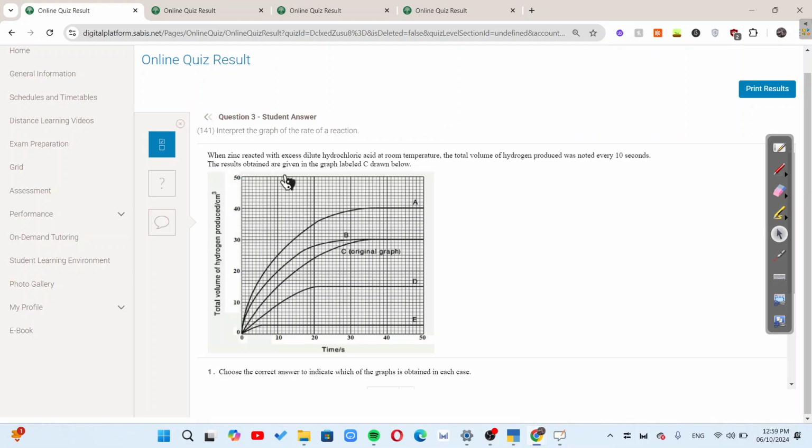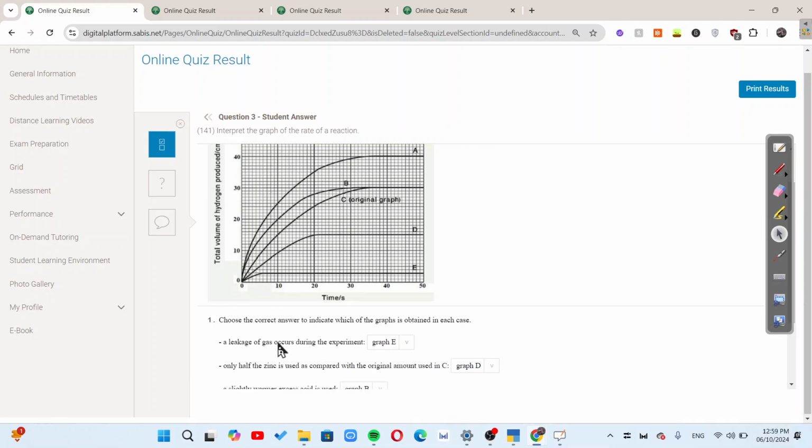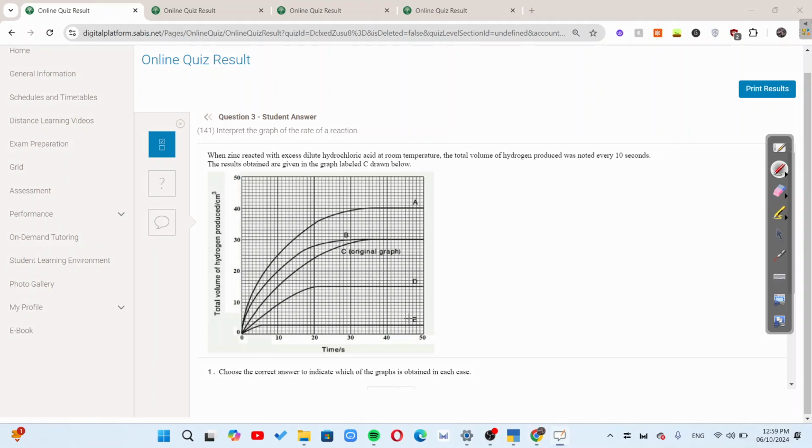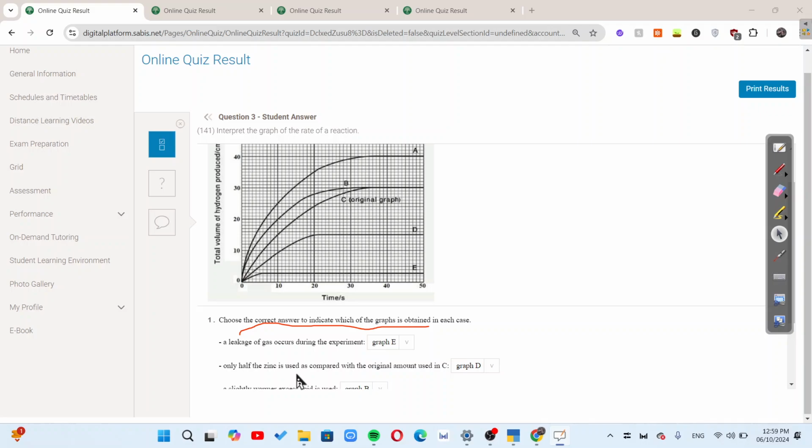Now, when zinc is reacted with excess dilute hydrochloric acid at room temperature, the volume of hydrogen produced is noted every 10 seconds. So know that zinc is your limiting reagent and your excess is hydrochloric acid. Whenever there's a change to hydrochloric acid, it doesn't matter, but when there's a change to zinc, it does. So let's read. A leakage of gas has occurred during the experiment. The only logical thing is E, because it's not supposed to end here in no case. This is a very little amount, so it means that something external must have happened. Only half the zinc is used.